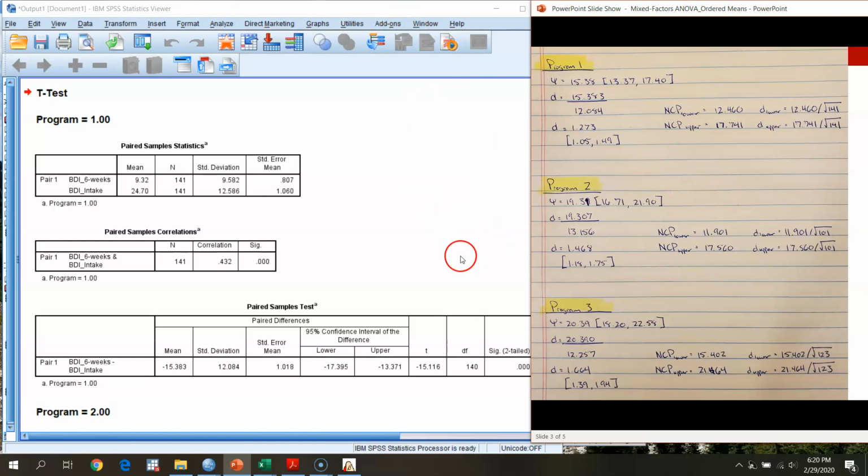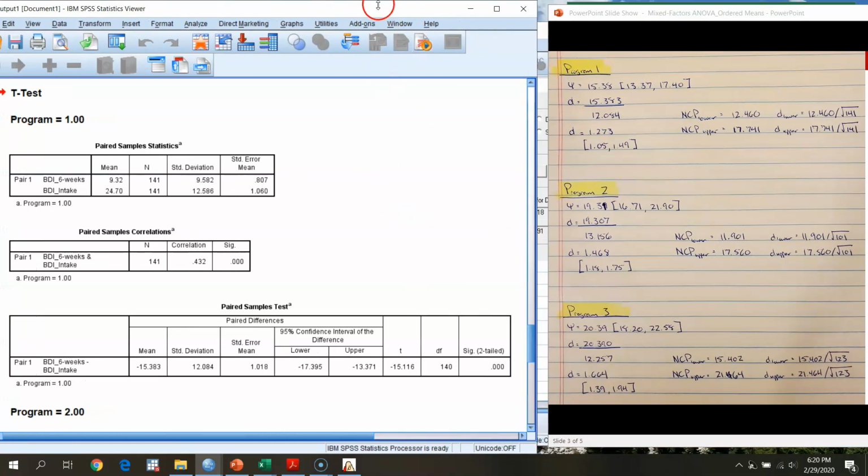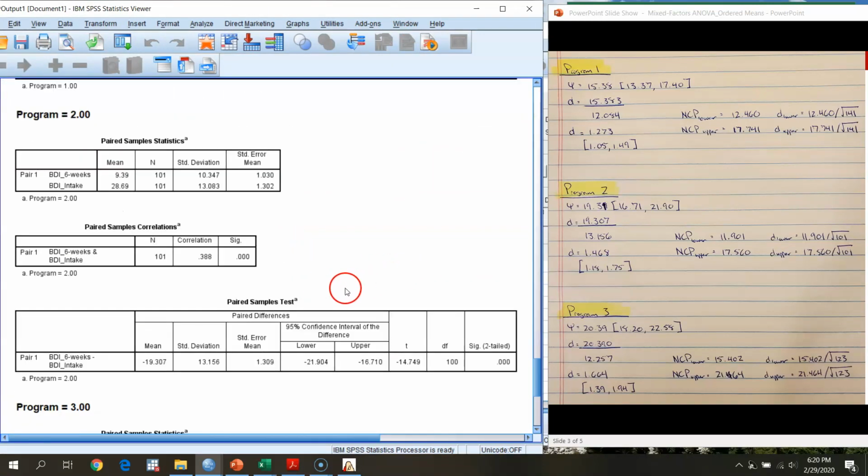Okay, so we can go through and run that, make sure that we've documented that outcome, but then we want to do the same thing for program 2 and program 3. For program 2, we've got about a 19.3 unit reduction, with population estimates ranging from 16.7 to 21.9. If we calculate our within-subjects d, taking the mean of the difference scores between time 1 and time 2 divided by the standard deviation of change, it gives a point estimate of my effect size of 1.46, about 1.5. So our best guess is that we're expecting a 1.5 standard deviation change in depression symptoms in program 2 from baseline to finish, pre to post.